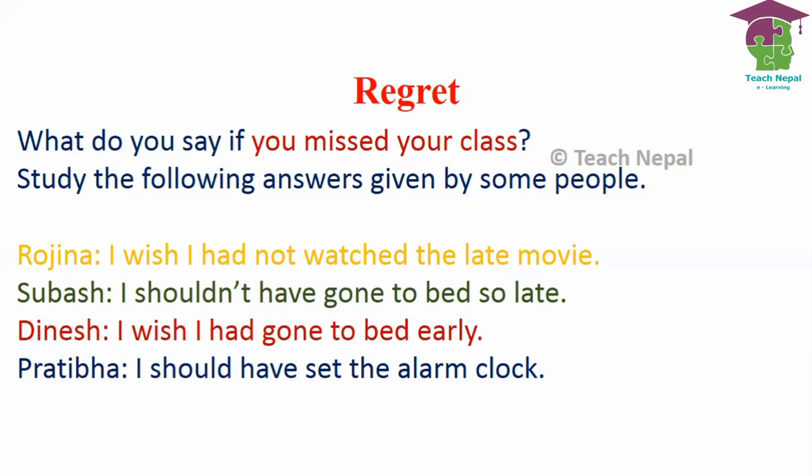Pratibha is saying, I should have set the alarm clock. This is how they miss their classes. I know my reason: a late-night movie. I should have set the alarm, right? In this way, we can use these structures for expressing regrets.